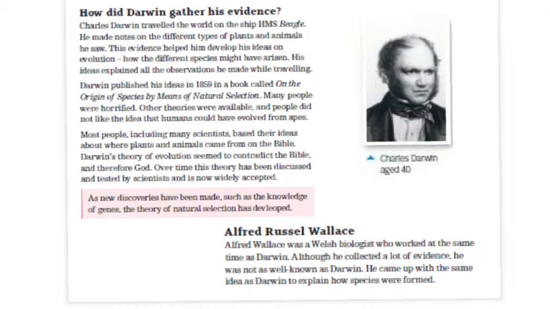So how did Charles Darwin gather his evidence for evolution by natural selection? Charles Darwin travelled the world on the ship HMS Beagle. During his time there, he made notes on different types of plants and animals that he saw. It was this evidence that helped him to develop his ideas on evolution by natural selection.